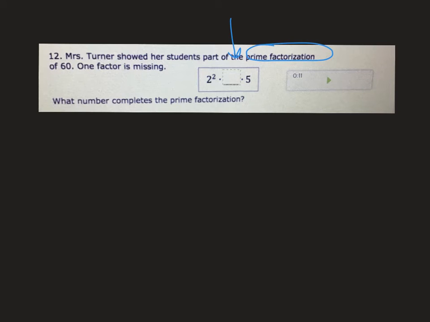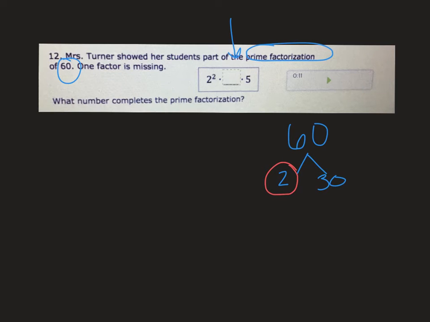So we're going to make a factor tree for the number 60. We're going to start with 60 and we're going to break it down. I know that I can do 2 times 30. There are different ways you can get to 60. So if you did something different, maybe you did 20 times 3 or 10 times 6, that would be fine too. I'm going to start with 2 and 30.